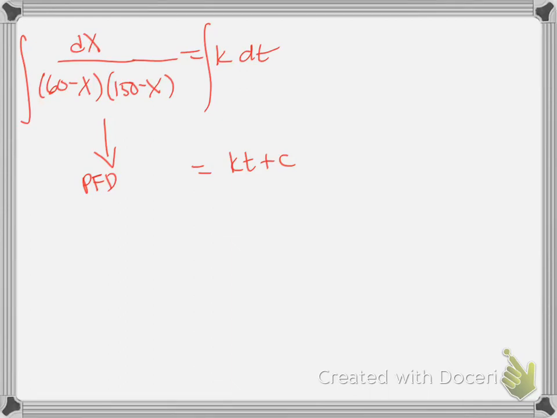Okay, so now that you have it, because of the magic of the internet and online notes, you should have, once you do your partial fraction decomposition, your constants A and B should be 1 over 90 and negative 1 over 90. So what you'll end up having looks like this: 1 over 90 natural log of the absolute value of 150 minus x, minus 1 over 90 natural log of the absolute value of 60 minus x, equals kt plus c, which we already had.